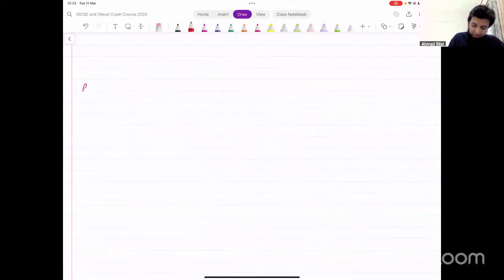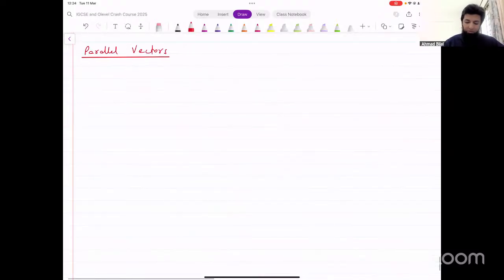Parallel vectors. How do we know that two vectors are parallel? Now, this is something that will require some more practice. We'll do that tomorrow. I'll give you a quick introduction to this today, and then we'll revise it tomorrow and also do a lot of practice questions.